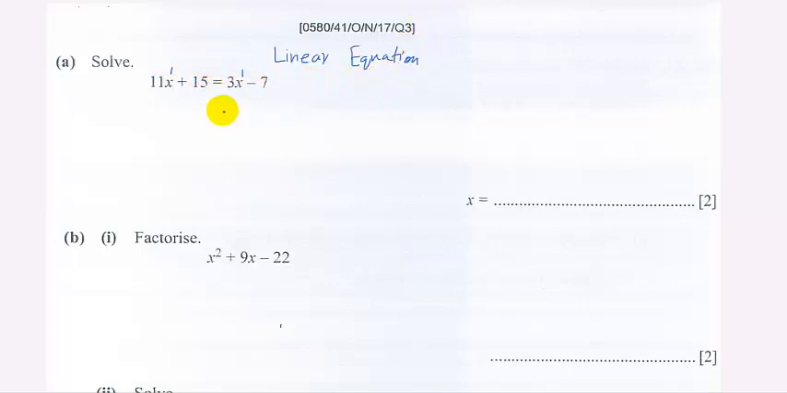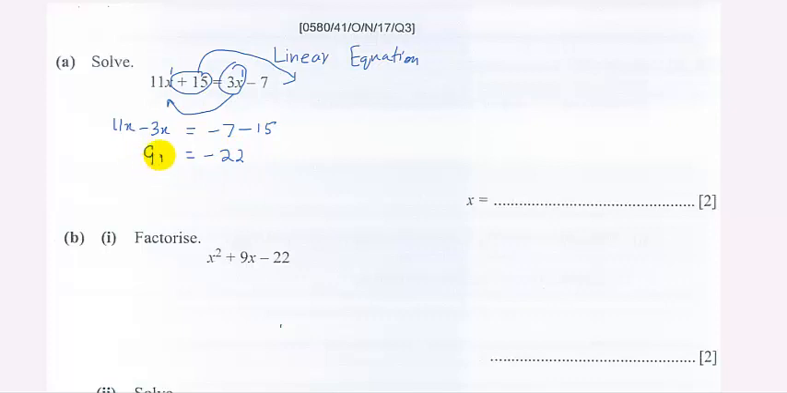To solve a linear equation, we bring x on one side. It is 11x, and when we bring this 3x, it will become minus 3x, equal to. We bring this constant on the other side, minus 7, and it is plus 15, it will become minus 15 over here, and this will give us minus 22, and here we have 9x. Now we will divide. 9 is multiplying with x, so 22 over 9.